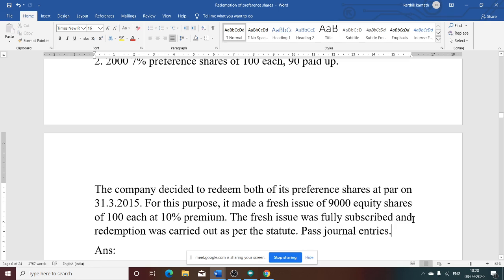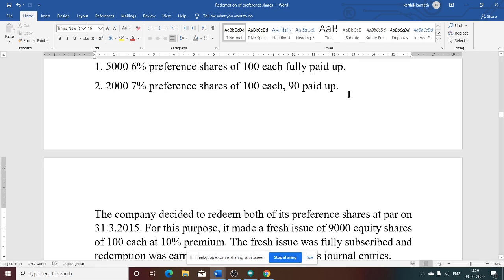For this purpose, the company makes a fresh issue of 9,000 equity shares of 100 each at 10% premium. See, the fresh issue information is given, and again the issue is made at premium. Now we know the securities premium from the question itself: 9,000 into 100 gives 9 lakh, and 10% of 9 lakh is 90,000. That is the securities premium. Next, the fresh issue was fully subscribed and redemption was carried out as per the statute. Here no other adjustment is mentioned. The only thing you need to worry about is converting the partly paid share into a fully paid share.